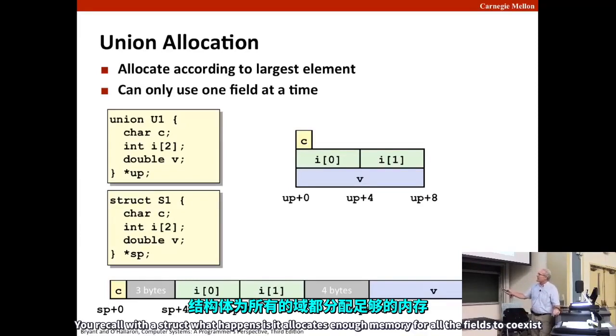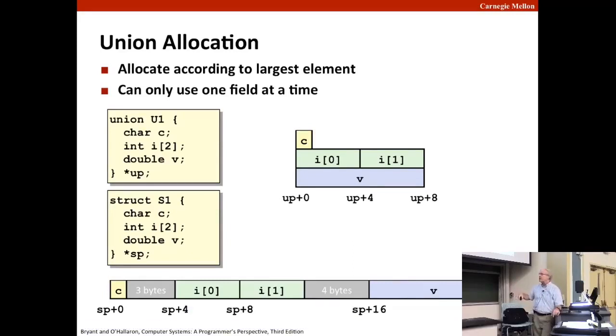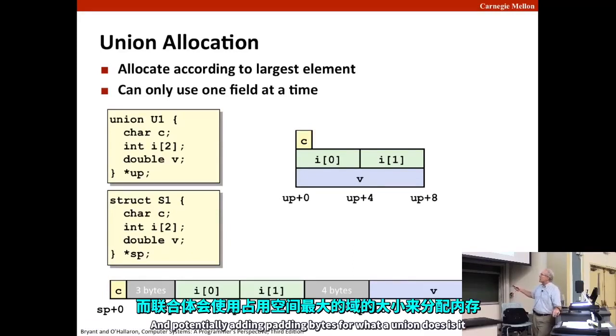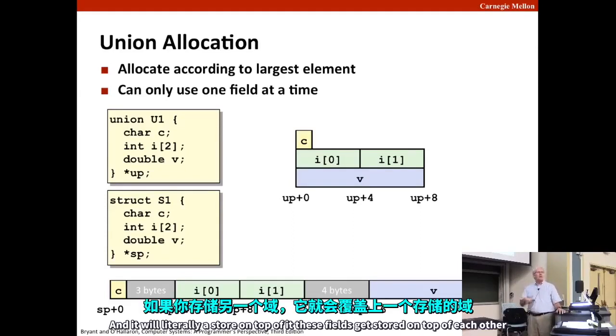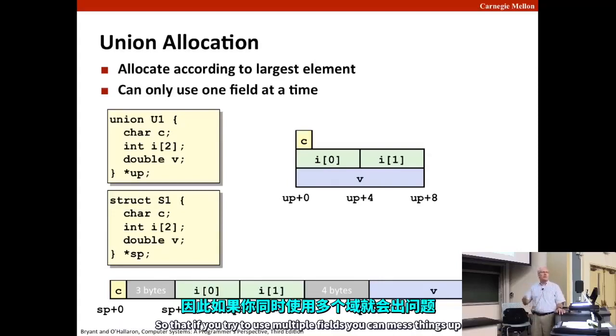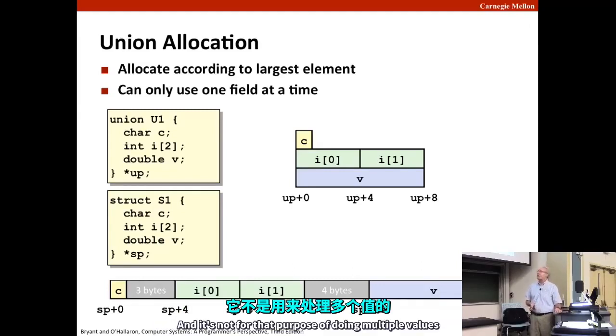You recall with a struct, what happens is it allocates enough memory for all the fields to coexist, potentially adding padding bytes. What a union does is it only allocates enough storage for the maximum field in it, and it assumes that you're only going to be using one of the possible fields. It will literally store these fields on top of each other, so that if you try to use multiple fields, you can mess things up. And it's not for the purpose of holding multiple values.